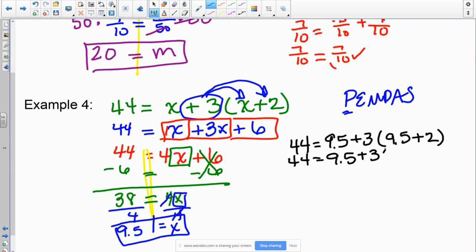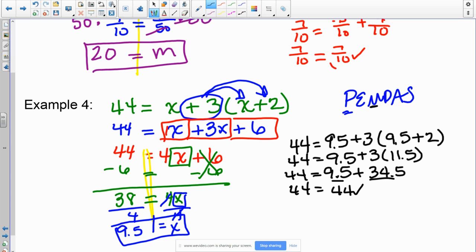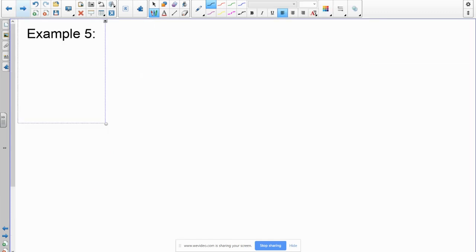So I have adding 3, 9.5 plus 2 is 11.5. And now I'm going to multiply because that's my next step. Since there's no exponents, 3 times 11.5 is 34.5. Bring down the 9.5, and from here I just simplify like terms, which means add the 2 constants that are left, and 9.5 plus 34.5 equals 44. I can guarantee that x is equal to 9.5 because it works as a check.